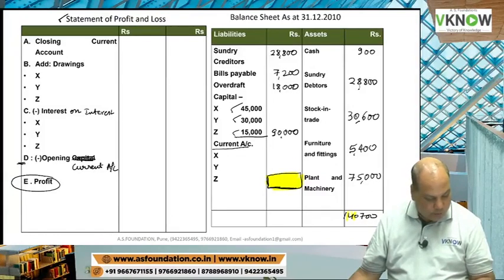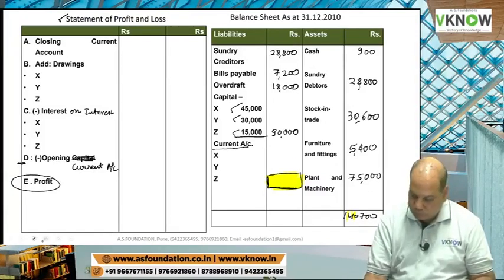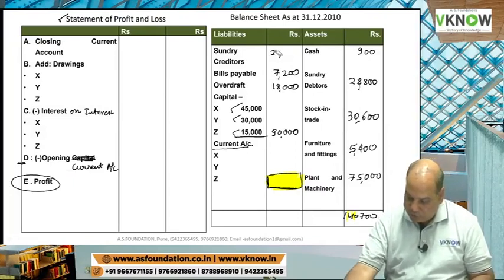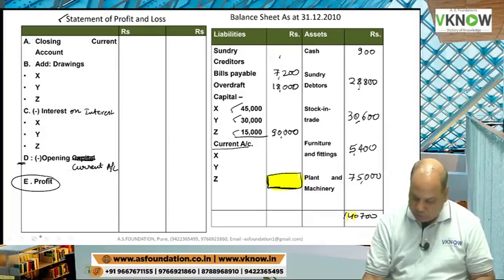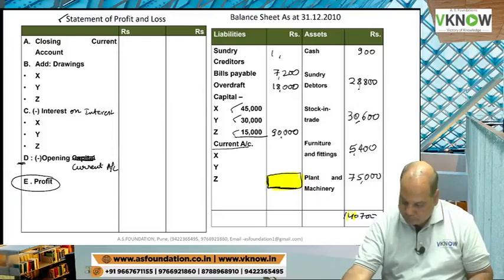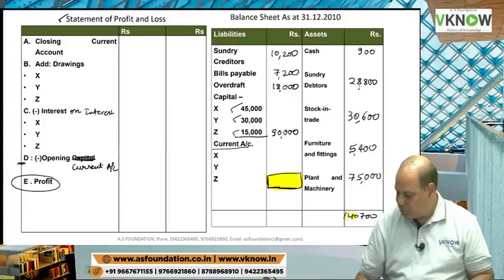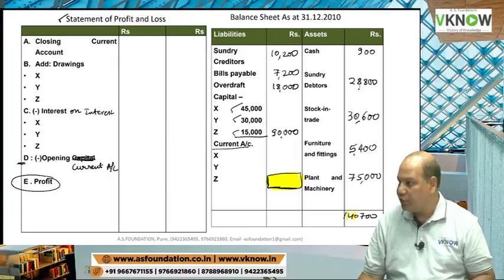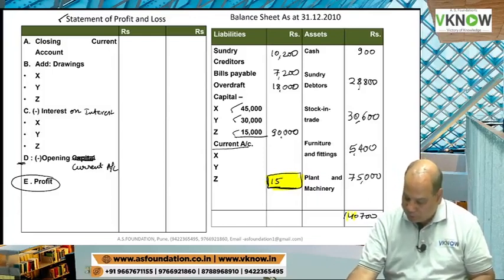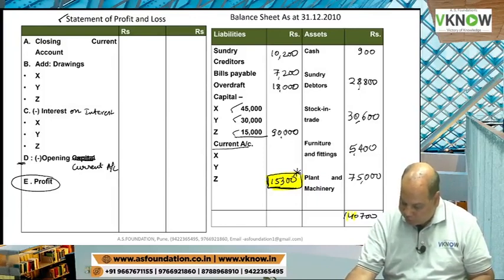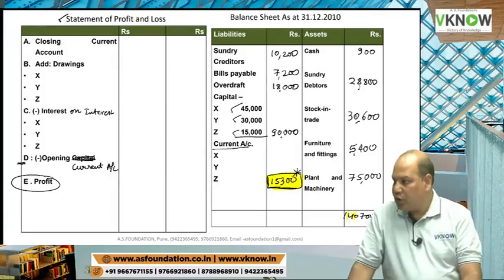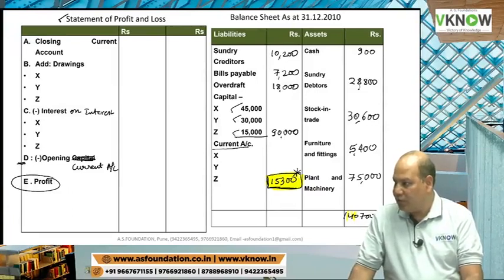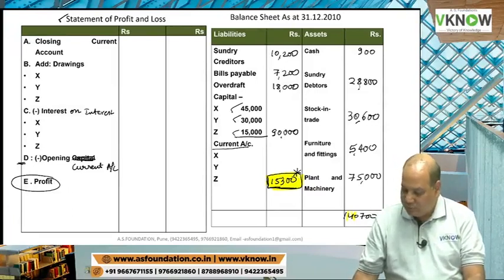I think creditor figure I have written wrong. Creditor figure is 10,200. So the answer is 15,300. 15,300 balancing figure. Chaurasia, Tanya, Sanket, Pawar, you are right. 15,300.